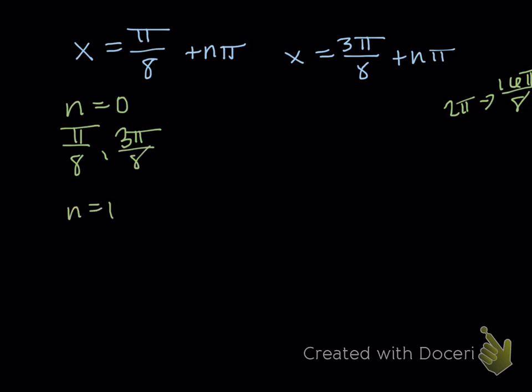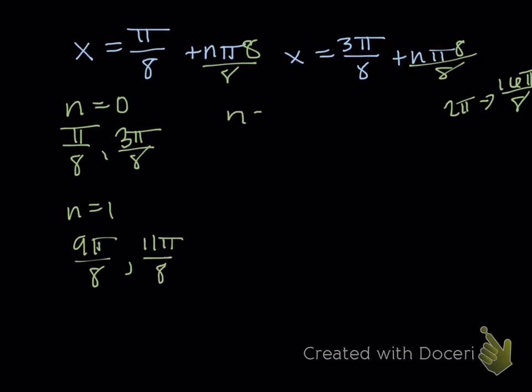Then I'm going to plug in 1, and I know I can change this to be an 8 pi over 8 so that I have common denominators. So if I plug in a 1, I'll get 8 pi over 8 plus 1 pi over 8, so I'll get a 9 pi over 8. And on the second one, 8 pi over 8 plus 3 pi over 8 will be 11 pi over 8.